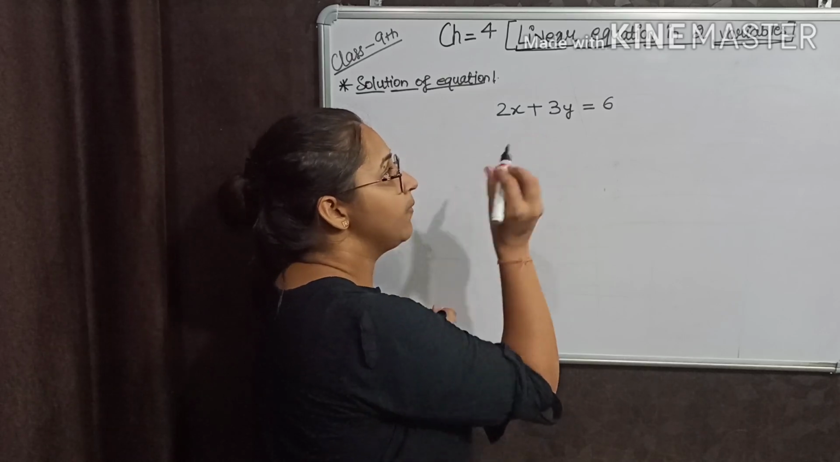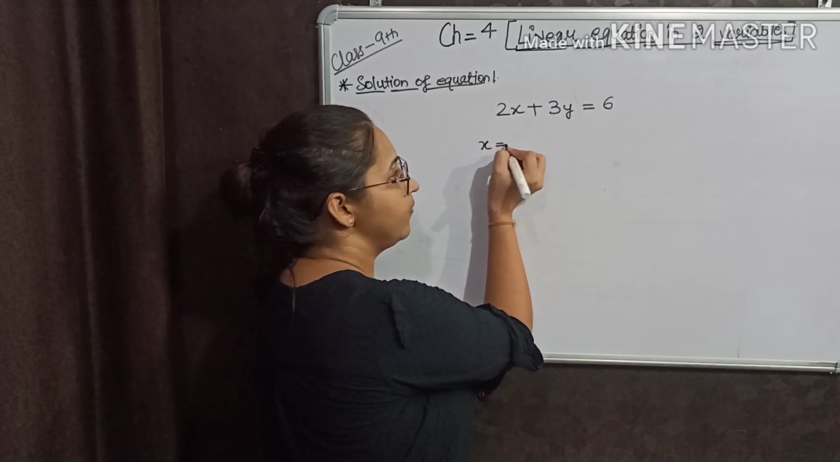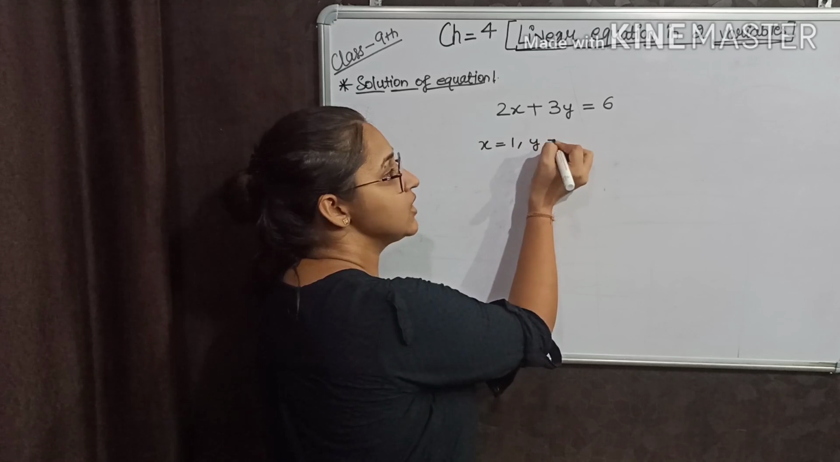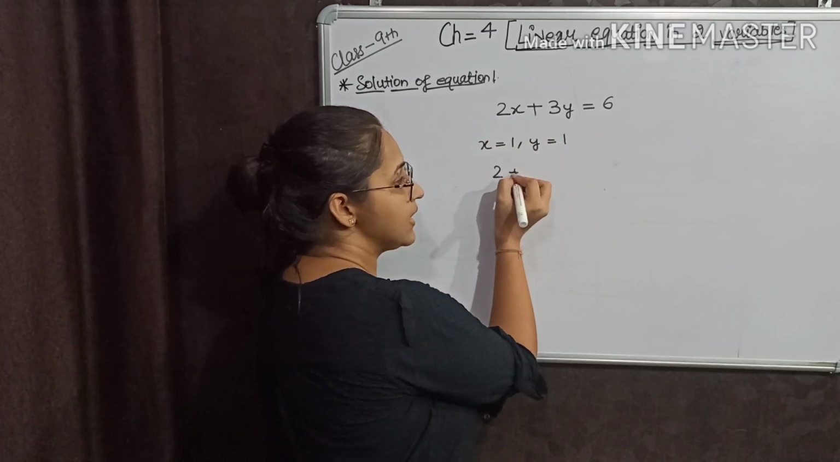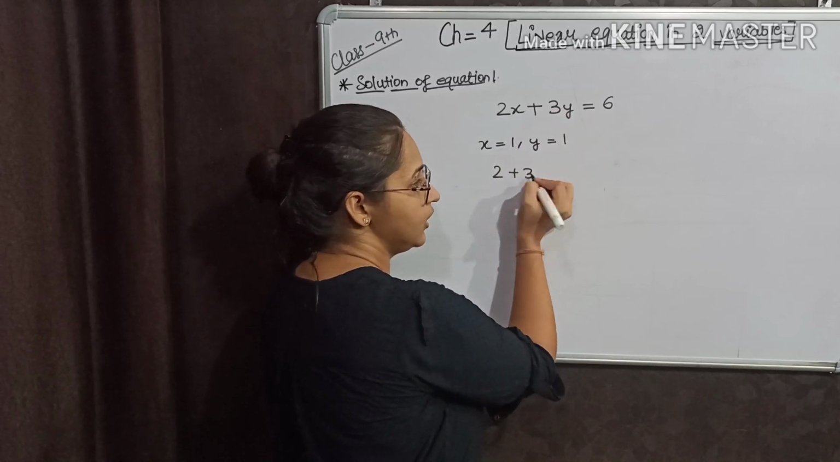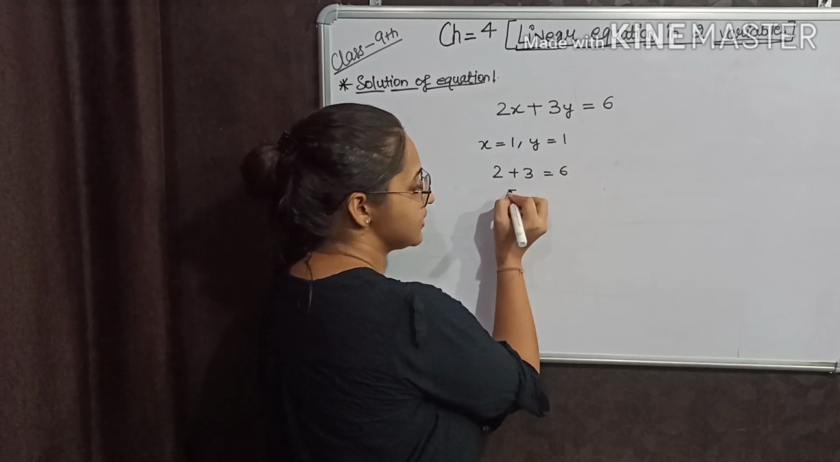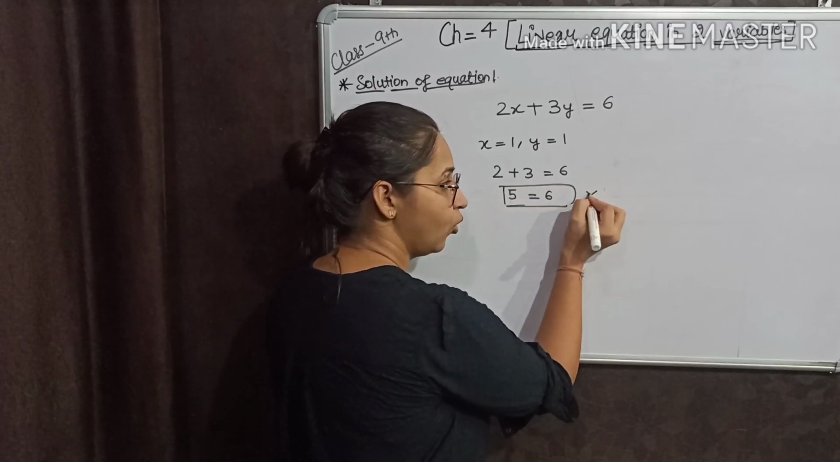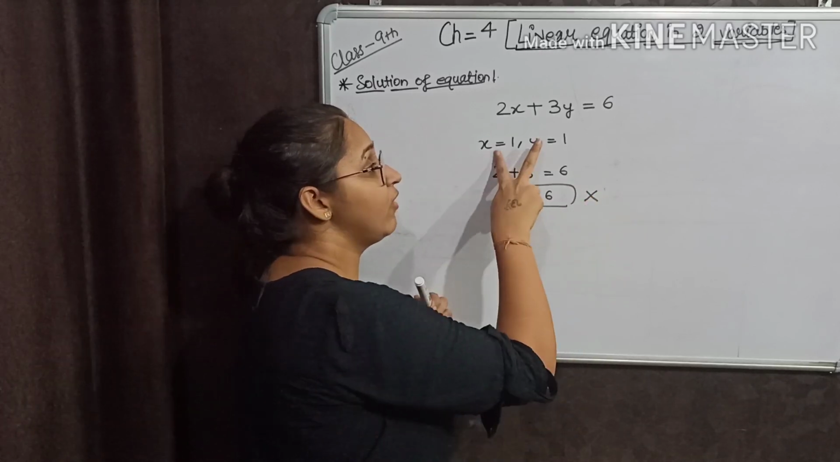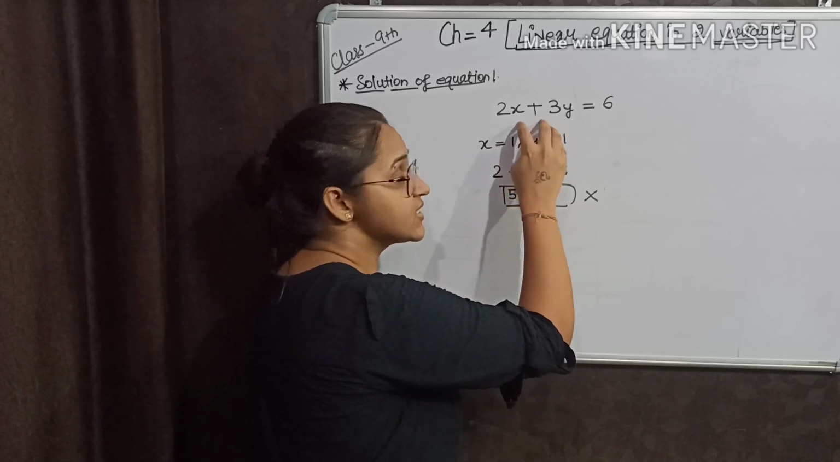If I am putting x is equal to 1 and y is equal to 1, 2 multiplied by 1 will give you 2, plus 3 multiplied by 1 will give you 3, is equal to 6. 2 plus 3 is 5. 5 is equal to 6. It is wrong. It means x is equal to 1 and y is equal to 1 is not satisfying the given equation.